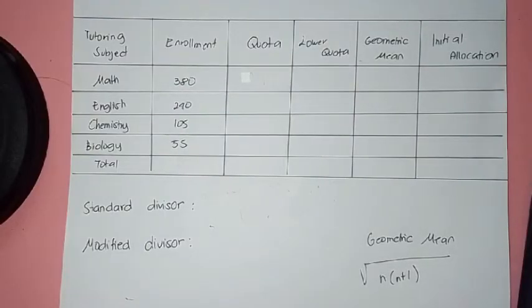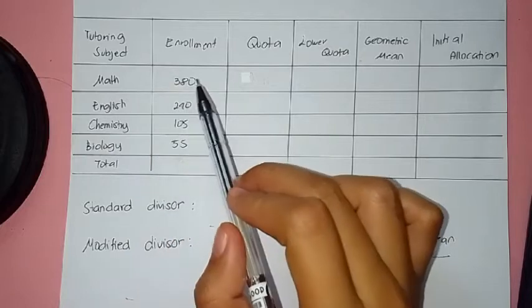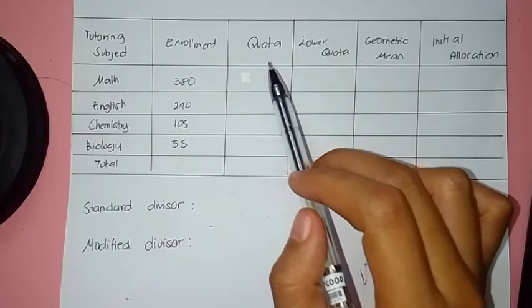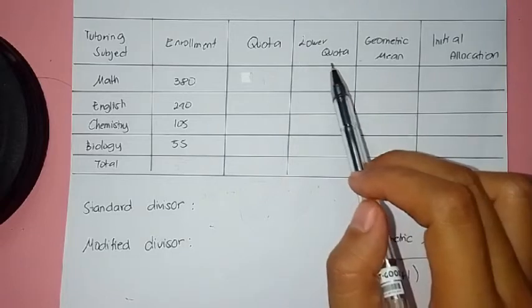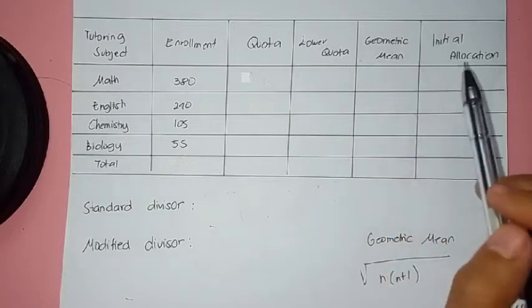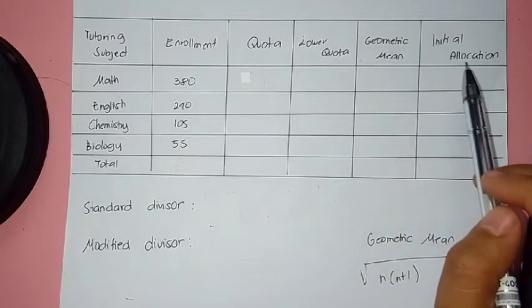So you can see in the table that we have 6 columns. In the first column, we have the tutoring subject. In the second column, we have enrollment. In the third column, we have the quota. In the fourth column, we have the lower quota. In the fifth column, we have the geometric mean. And lastly, in the sixth column, we have the initial allocation.